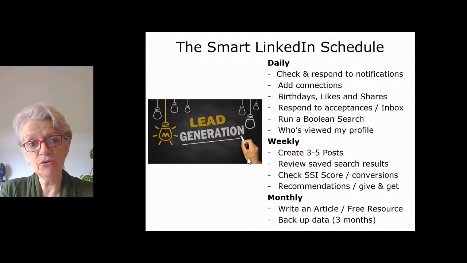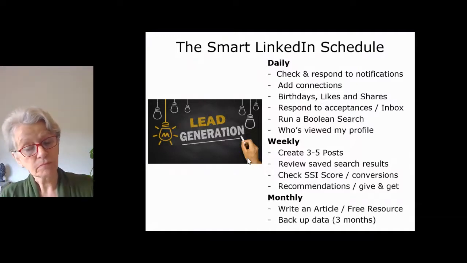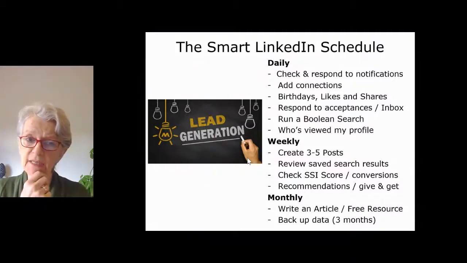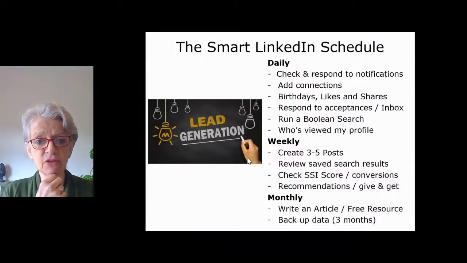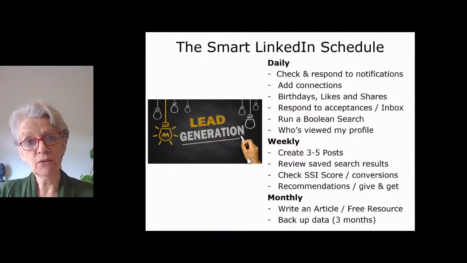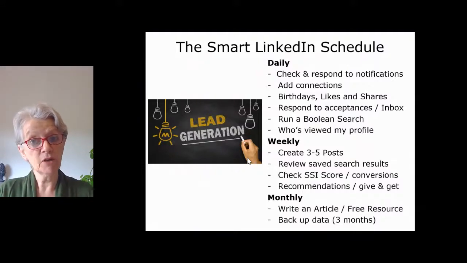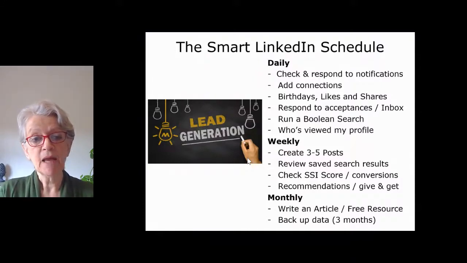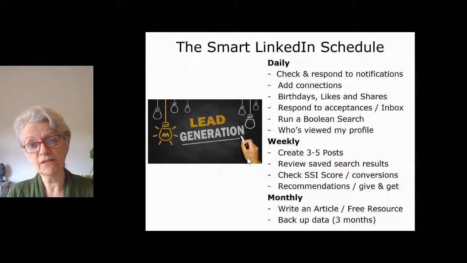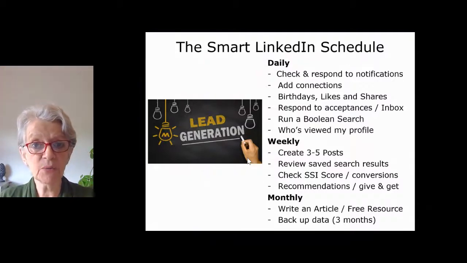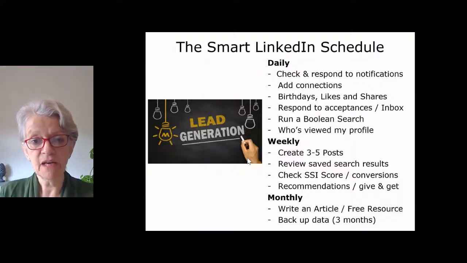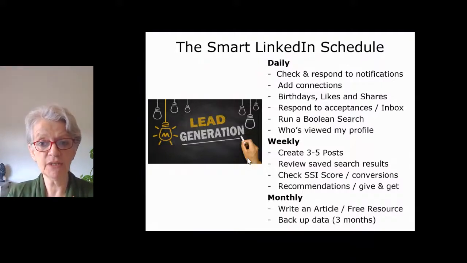Weekly, I recommend you create 3 to 5 posts, and you use all of the things that we've talked about today to get those to work harder for you. I also recommend that you review the saved search results and you check out your SSI score and see what a positive impact all of this great work has on what you're doing on LinkedIn. And look to maybe in the first instance do 1 or 2 recommendations a week as well in this first phase, so that you can get those up onto your LinkedIn profile and improve its performance as well.